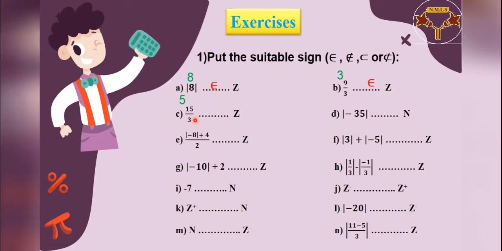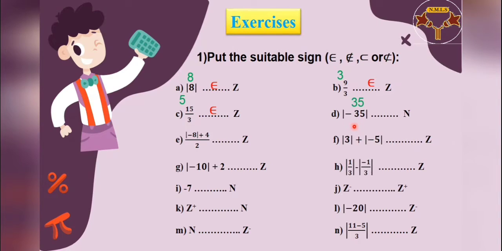Again, 15 over 3. Here 15 over 3 equals 5. If it is a fraction or decimal, then it will not belong, but here 5 belongs to Z because 5 is a whole number.